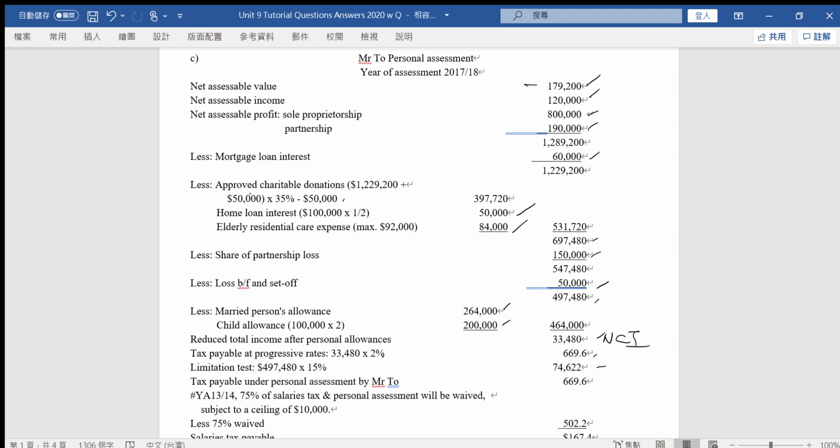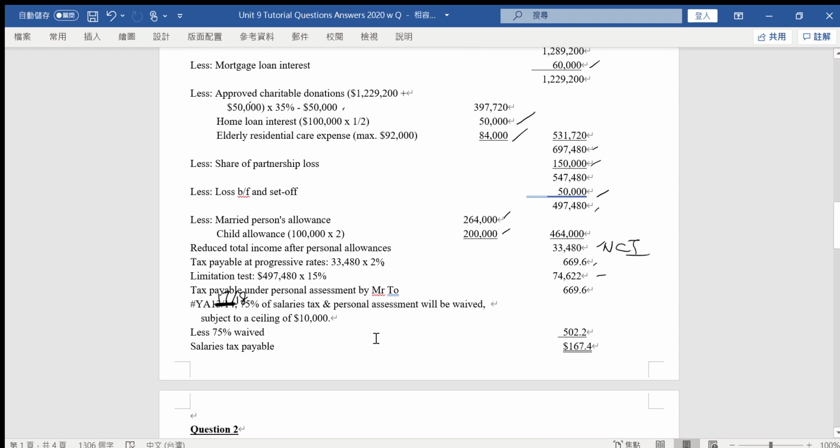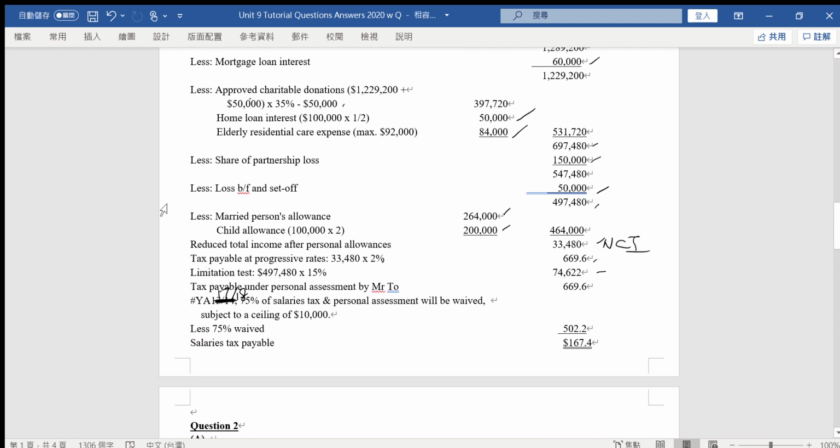Also, in this year, oh, something is wrong with this one. It should not be this year, it should be 17/18. I forgot to adjust it. Then the special tax waiver in this year has a ceiling of 10,000, and the maximum 75% can be waived. Finally, the salary tax payable amount is 167.4. That will be the calculation related to question 1.